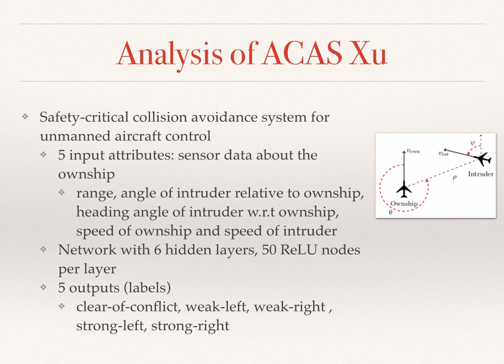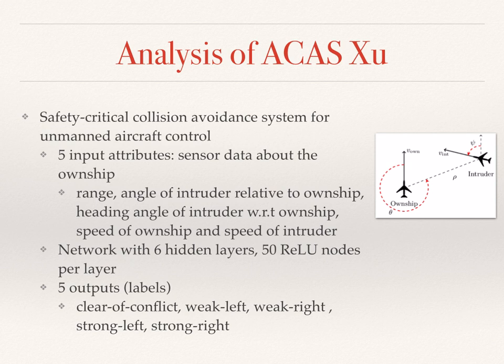So a bit of background on ACAS Xu. This is a safety-critical collision avoidance system for unmanned aircraft control. It has 5 inputs that come from sensor data about the ownership. And they are the range, angle of intruder relative to ownership, heading angle of intruder with respect to ownership, speed of ownership, and speed of intruder.